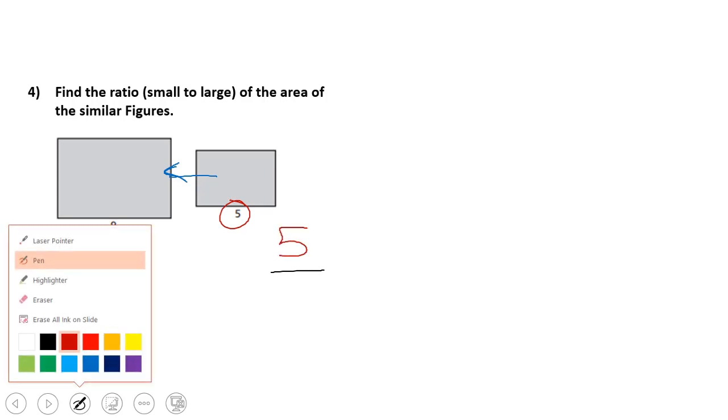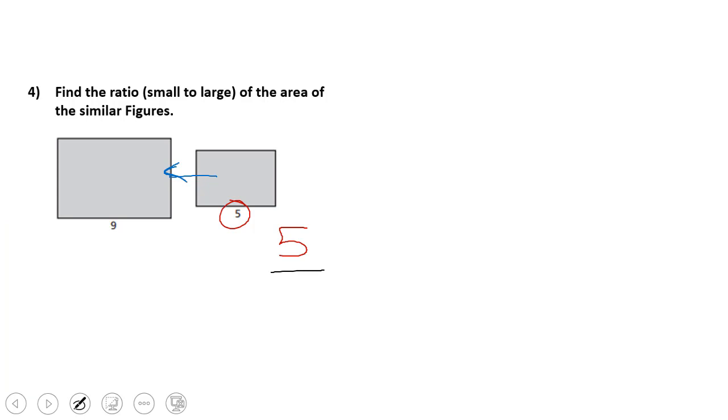Whatever you start with always goes on top, and then where you end up with 9 is the large one, it's going to go on the bottom. Now, of course, we're not done, because the ratio of the areas is equal to the ratio of the corresponding side lengths squared. So we have to square this.